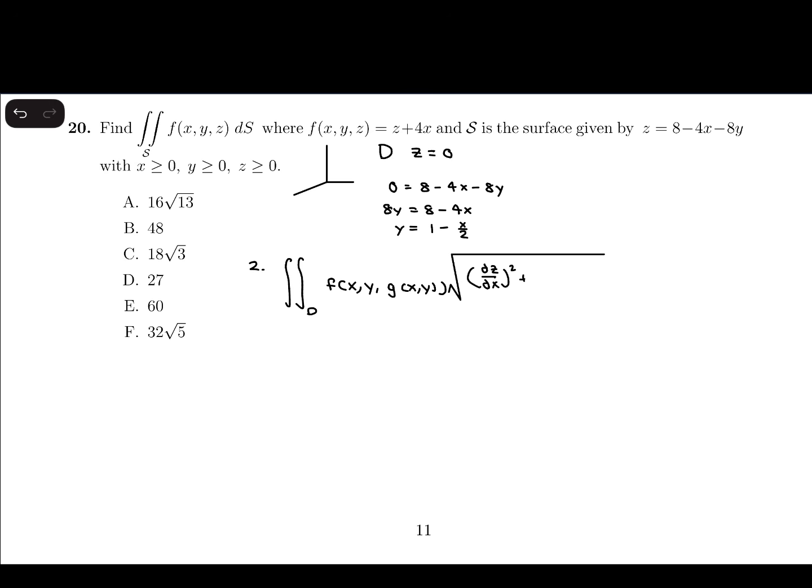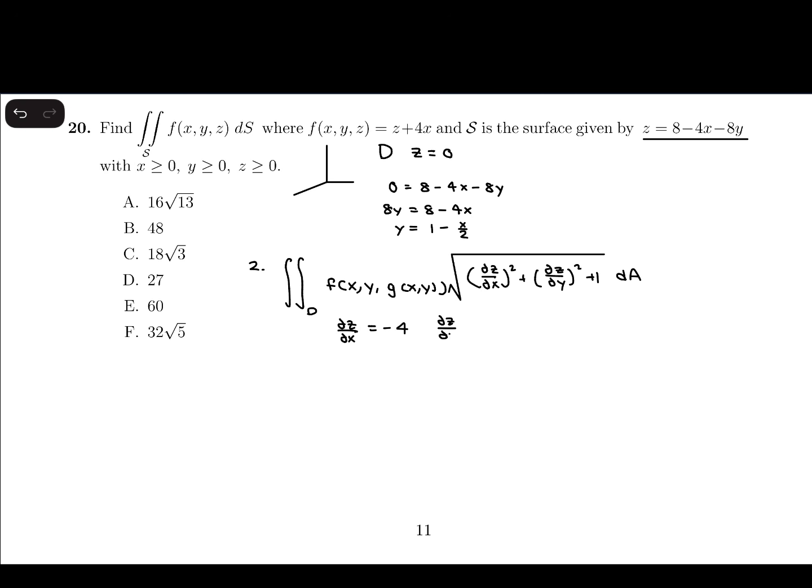Squared plus dz over dy squared plus 1 dA. Now that is a massive formula, but we can break it down. We know that dz over dx is just the partial derivative of this. In that case, that's just -4. And dz dy, oh my god, I'm actually like so bad.